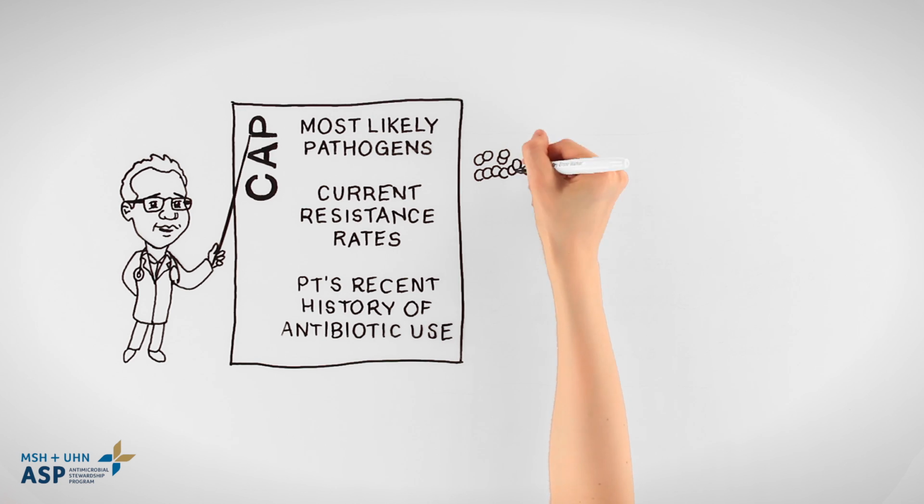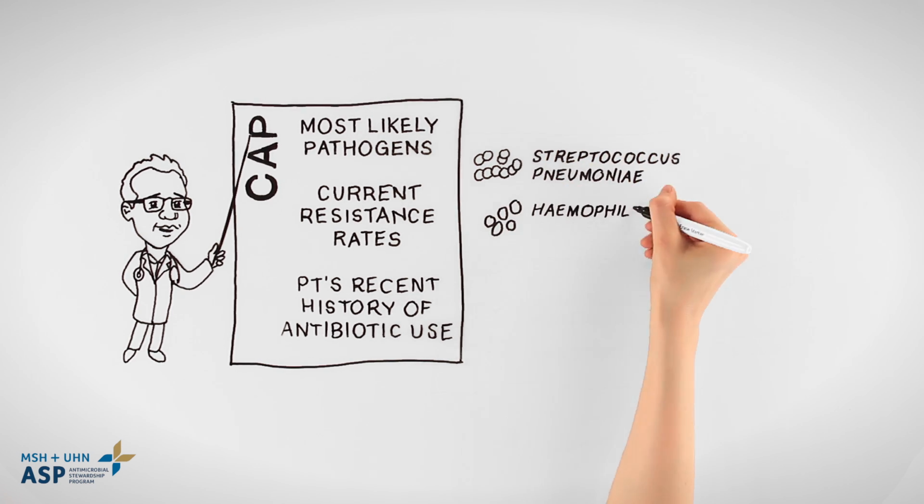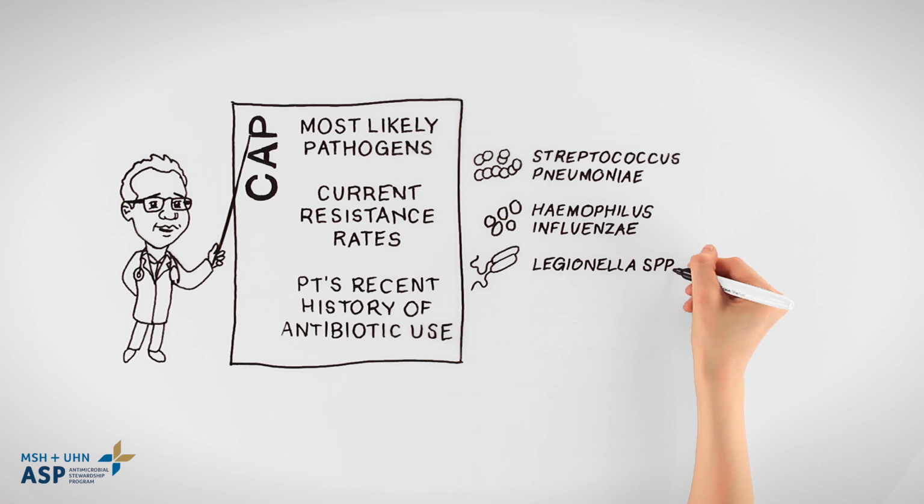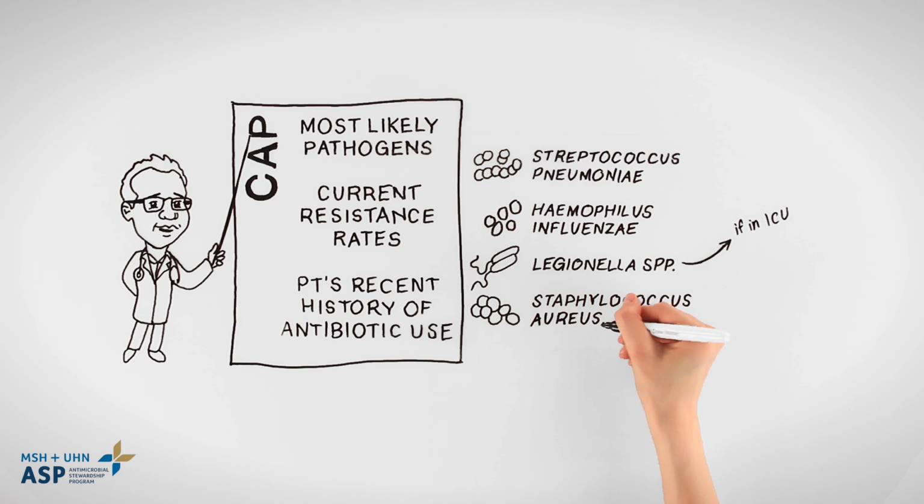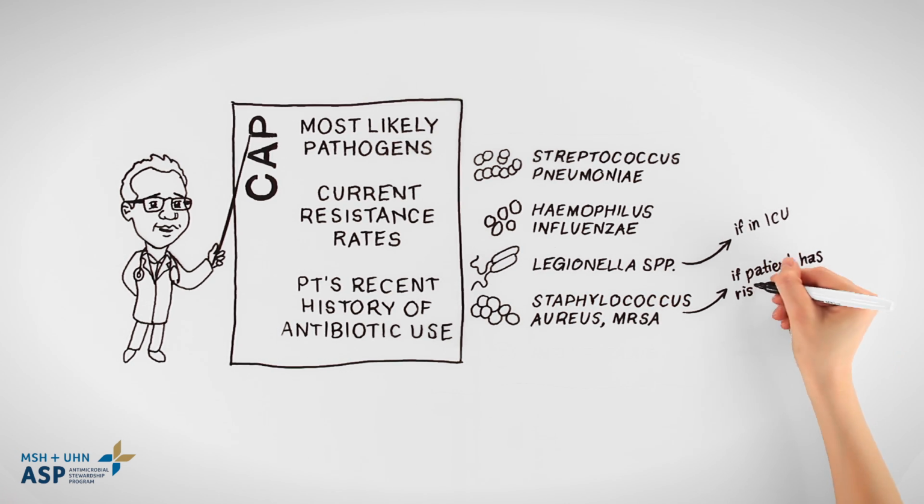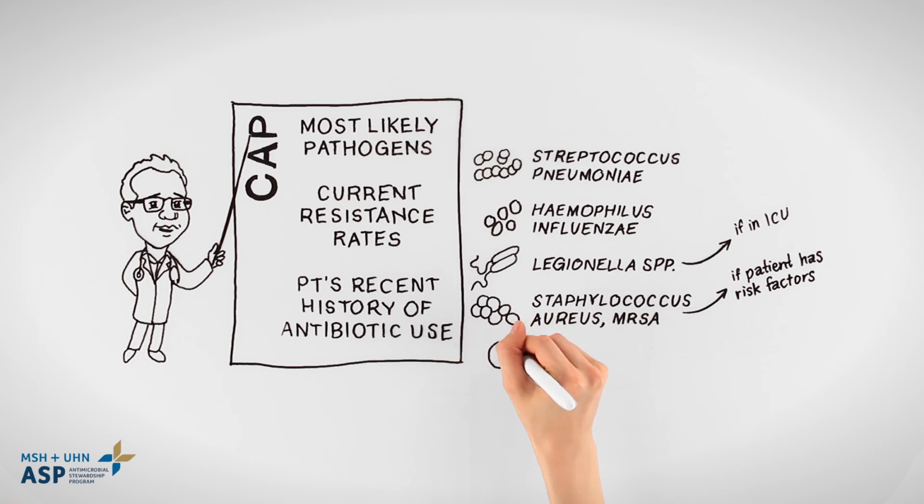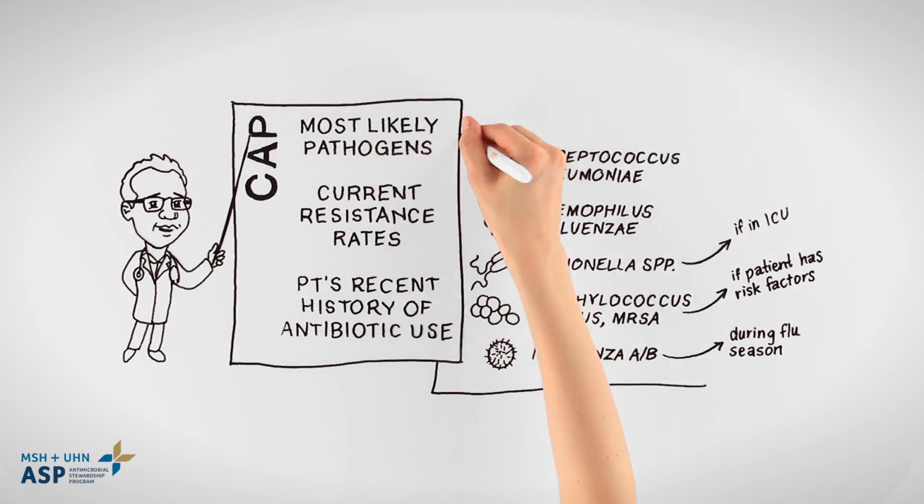The key pathogens to consider in CAP include Streptococcus pneumonia, Haemophilus influenza, and in the ICU, Legionella species. Staph aureus, or methicillin-resistant Staph aureus, MRSA, should be considered in a patient with known colonization or risk factors. During flu season, influenza A and B are notable causes of pneumonia.